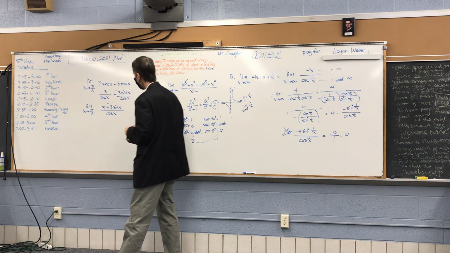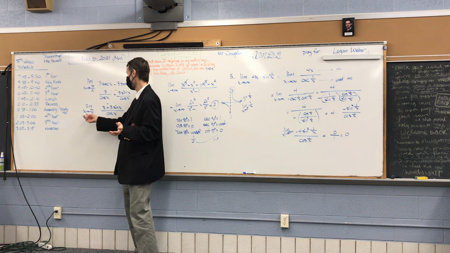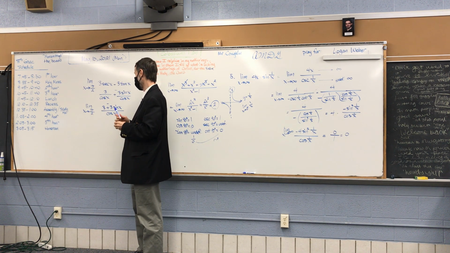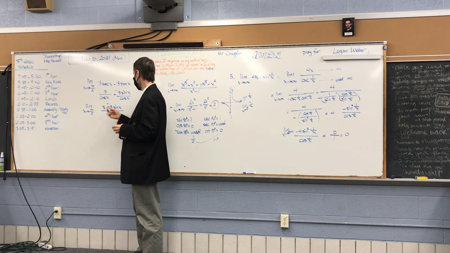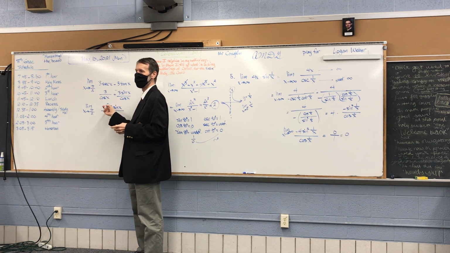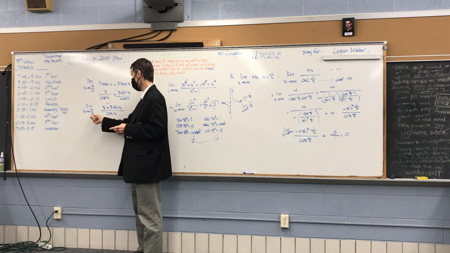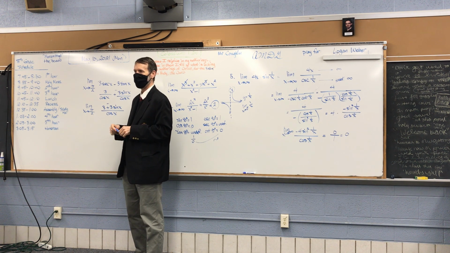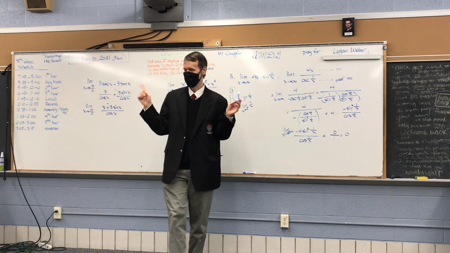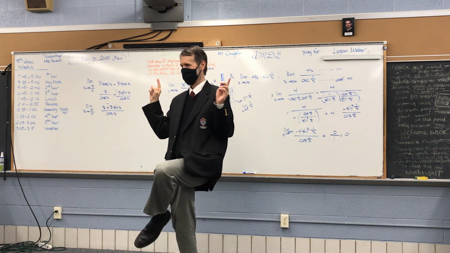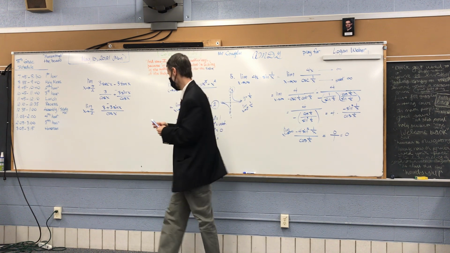Now, what would I get if I plug this in? What is sine of pi over 2? 1. 1 times negative 3 is negative 3. What's 3 plus negative 3? 0. And what's the cosine of 90 degrees? 0. We at least have 0 over 0. Now what are we authorized to use? L'Hopital's rule. Let's do it.